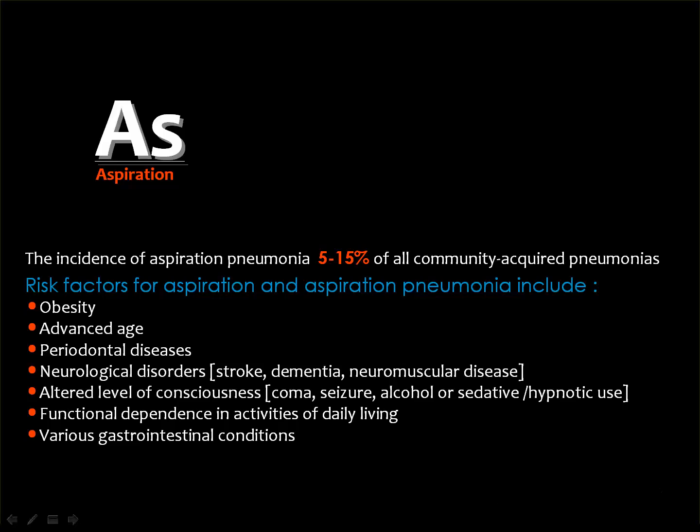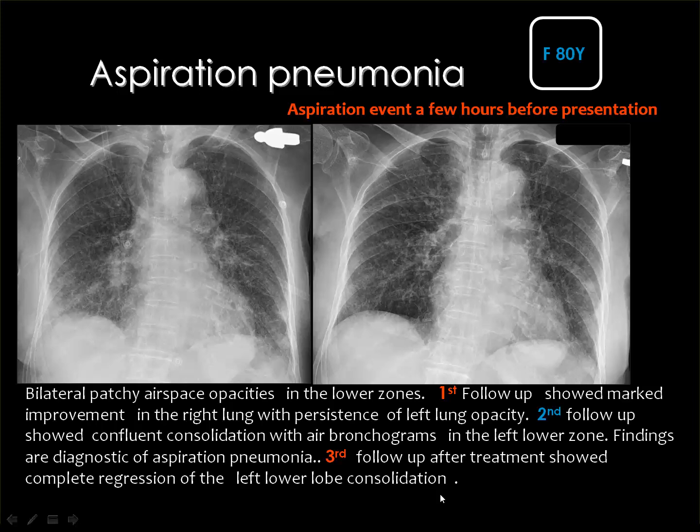The incidence of aspiration pneumonia represents about 5 to 15% of all community acquired pneumonia. The risk factors for aspiration include obesity, advanced age, periodontal disease, neurogenic disorders, altered conscious level, functional dependence in activities, and various gastrointestinal conditions.